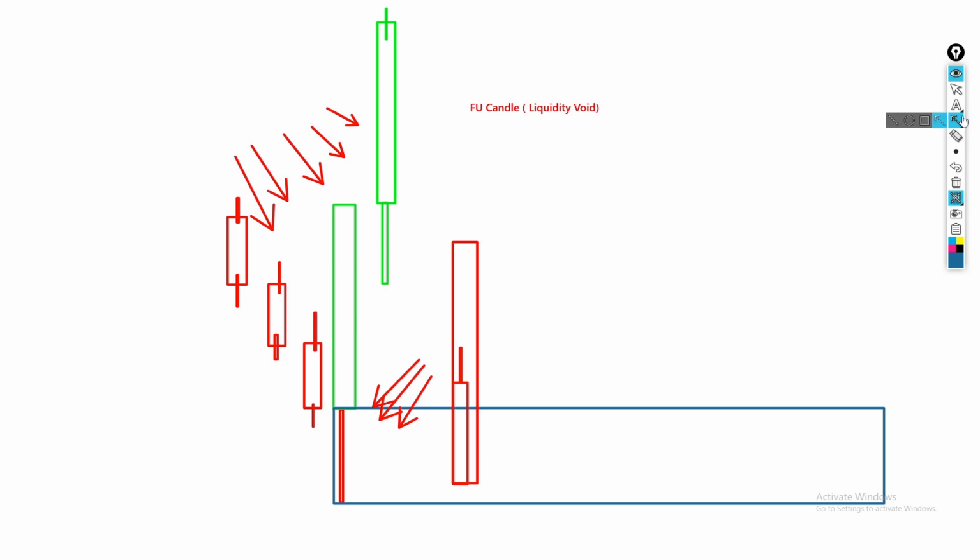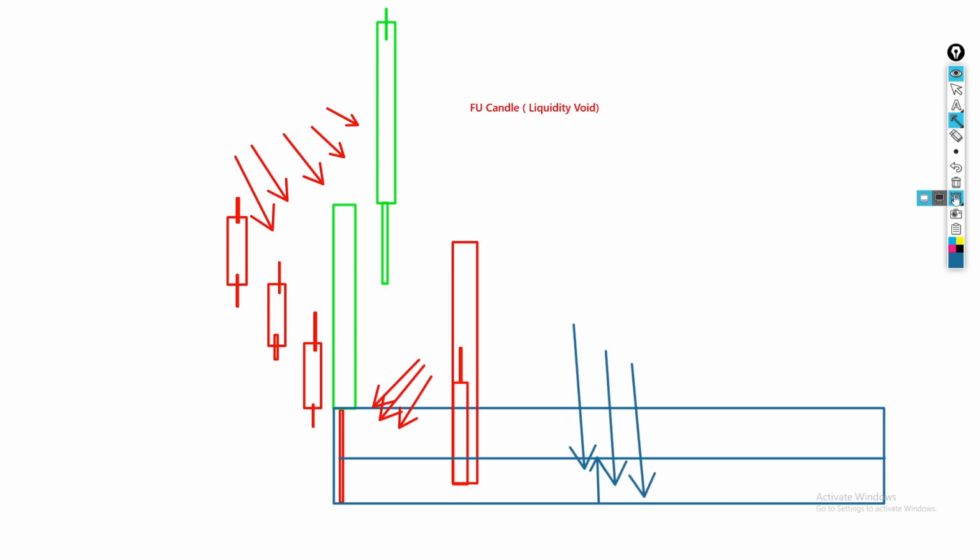I would add that the algorithm is going to be mainly magnetized towards the 50% of the FU candle or more, right? From this lower boundary to the midline is where the algorithm is likely to tap into, right? However, and I'm saying this very honestly, I would still choose the entire POI, right?